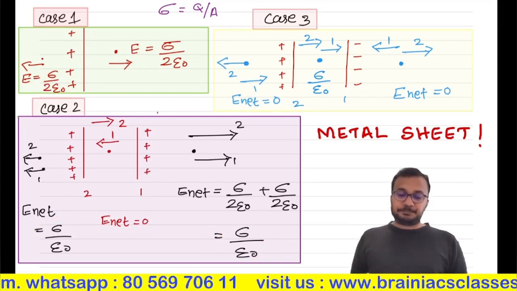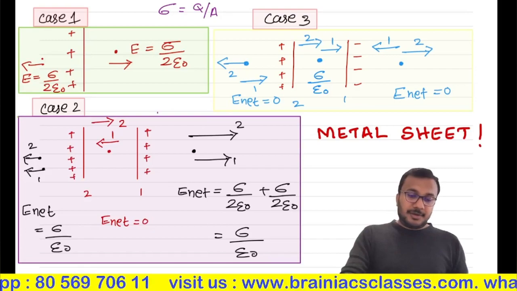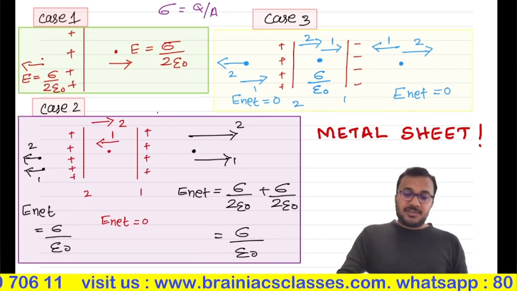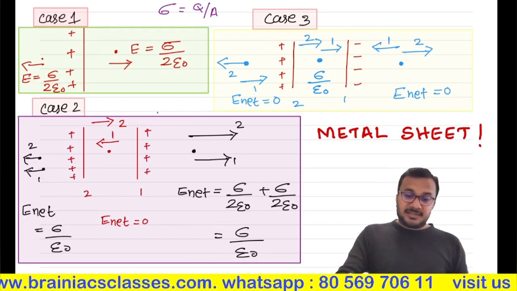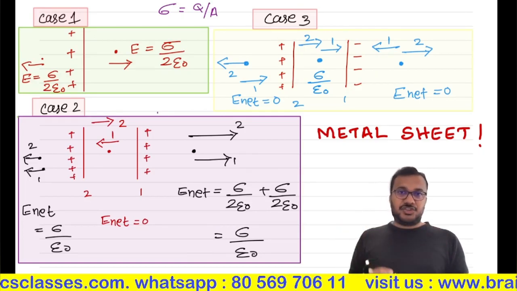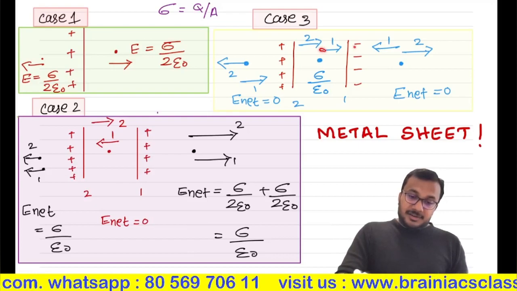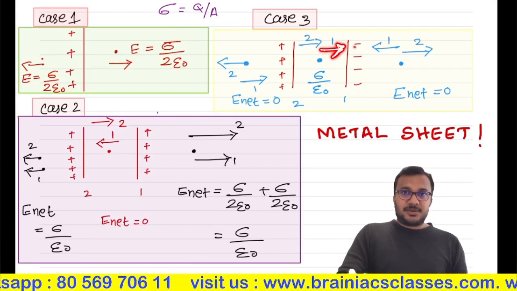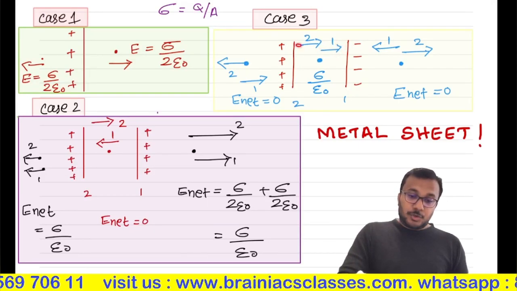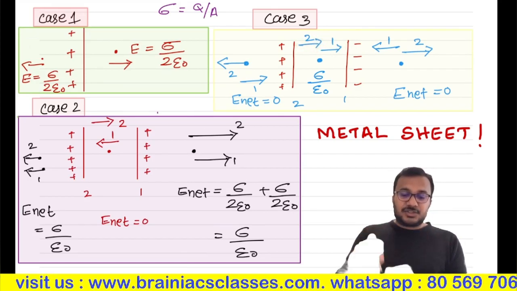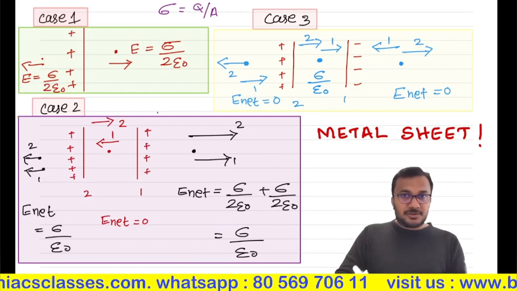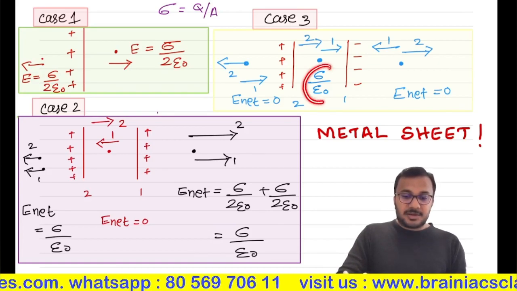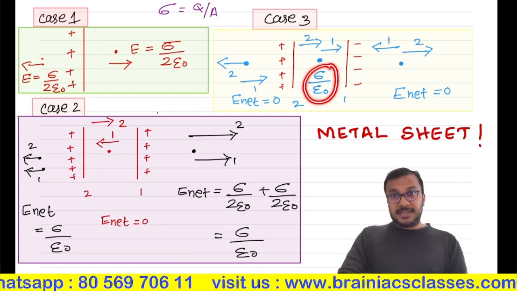Case number 3. You have metal sheets, but one has positive charges and one has negative charges. What will happen? At the center, in between the sheets, for sheet 1 electric field lines are attracted towards that sheet, but from sheet 2 the electric field lines are going away. So 1 and 2 are in the same direction. We are adding up sigma by 2 epsilon 0 and sigma by 2 epsilon 0. What will come? Sigma by epsilon 0 in between.